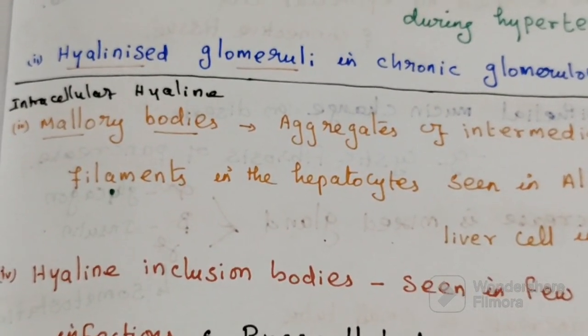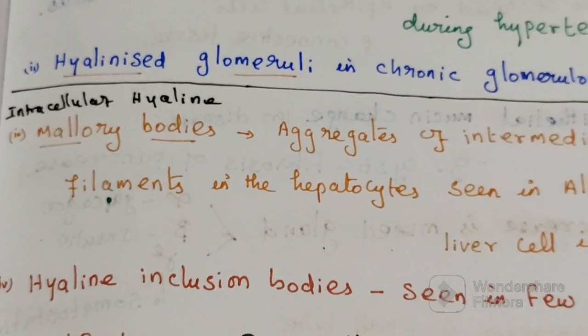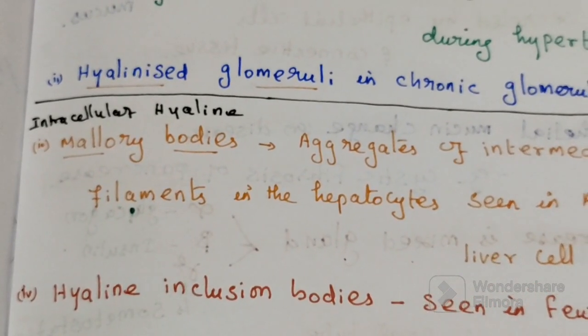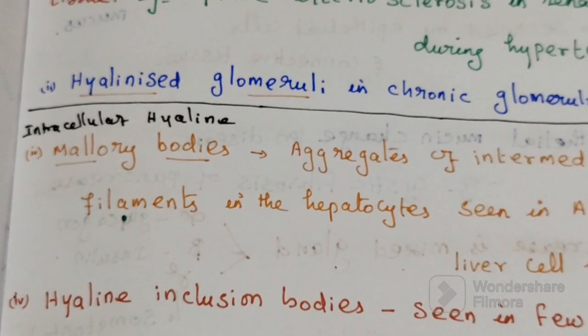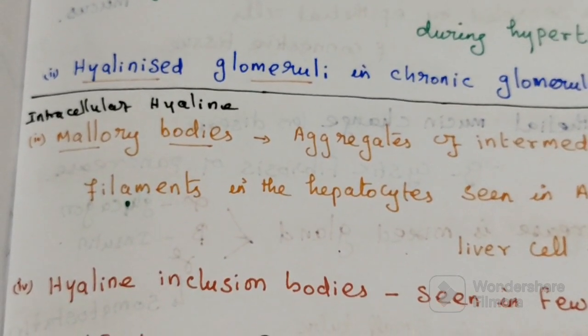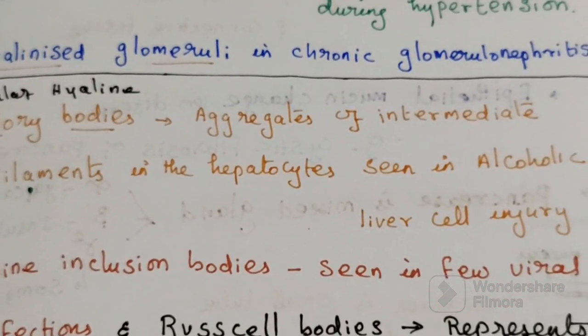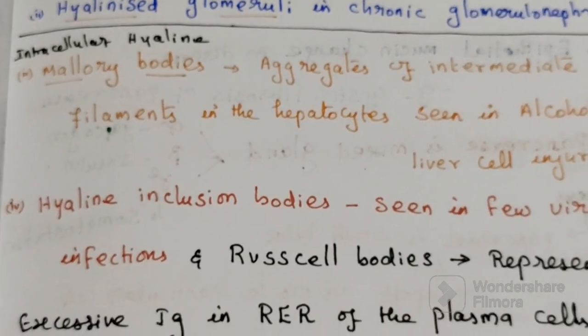Intracellular hyaline, another example, Mallory bodies. These are aggregates of intermediate filaments in the hepatocytes, which are seen in alcoholic liver cell injury.